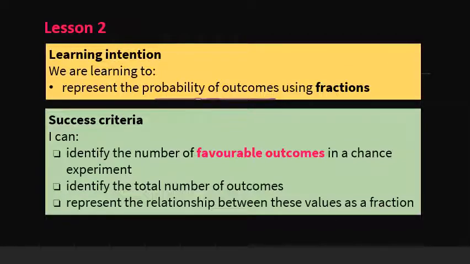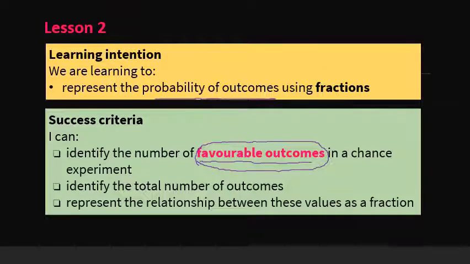To do this, we need to identify the number of favorable outcomes in a chance experiment. So when I'm talking about favorable outcomes, that's the one we're looking for. That's the outcome we're looking for. So for example, with my red card, black card chance experiment, if I wanted to know the likelihood or chance of getting a red card, the red card is the favorable outcome. That's the outcome I'm looking for.